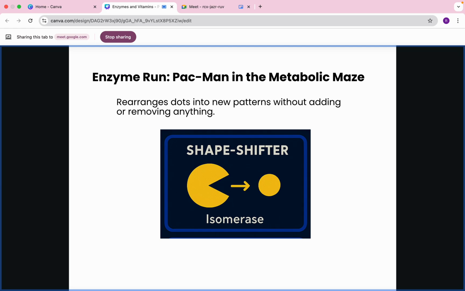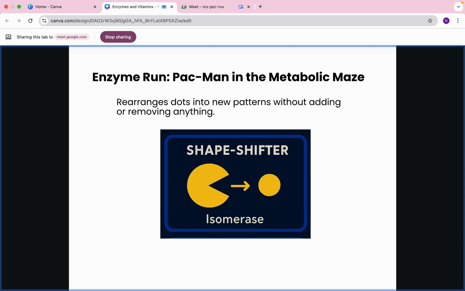So the next one is we have the shapeshifter. So this one is very easy to memorize because you have in its name the term isomer. So isomerase. We have isomerase is the shape shifter, wherein we rearrange dots into new patterns without adding or removing anything. So it doesn't actually change the atoms involved. So it actually just reorganizes it. So like rearranging a puzzle piece into a new shape.